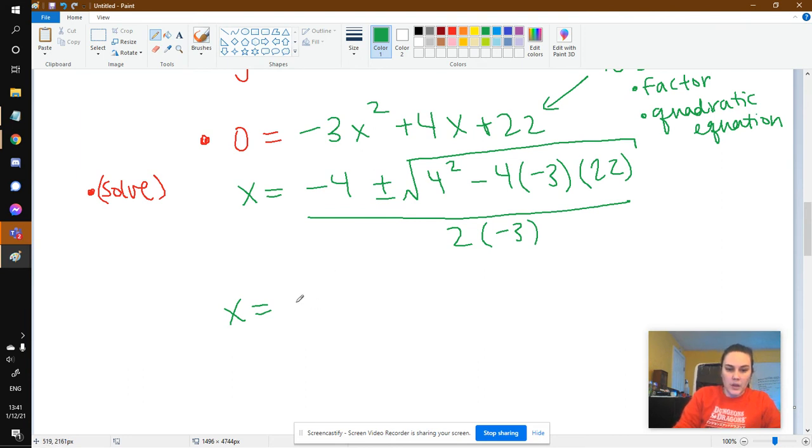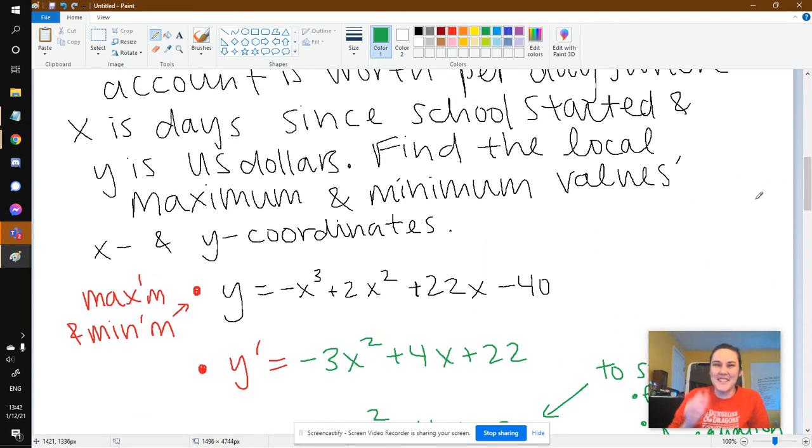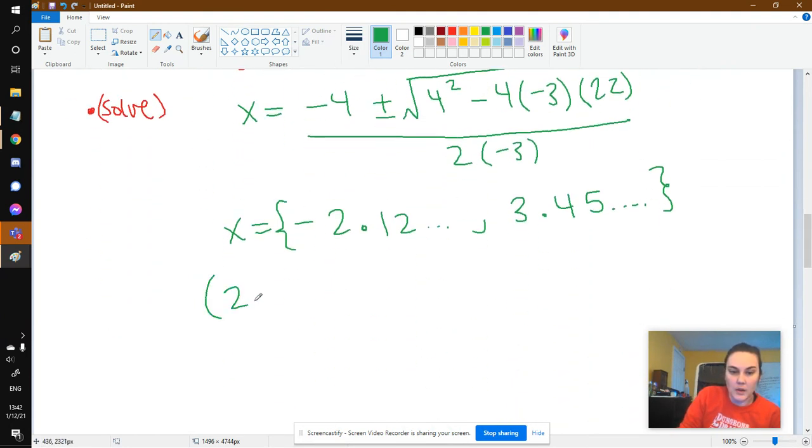Okay. X is either -2.12 or 3.45. I'm done, psych. Gotta make sure that we're answering the question that they're asking. Find the local maximum and minimum values, x coordinates and y coordinates. We haven't done the y coordinates yet. So we say when our x coordinate is -2.12, what's our y? And when our x coordinate is 3.45, what's our y?